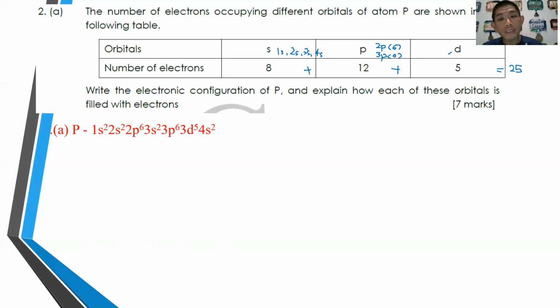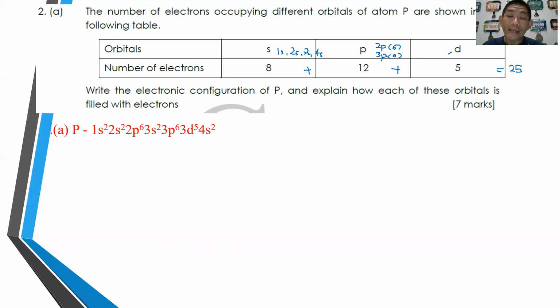As you can see from here, the total number of electrons in S is 8, total electrons in P is 12, total electrons in D is 5. So that is why they ask in the form of a table like this, to confuse you for a while, but once you understand the principle behind the question, it shouldn't be much of a problem.